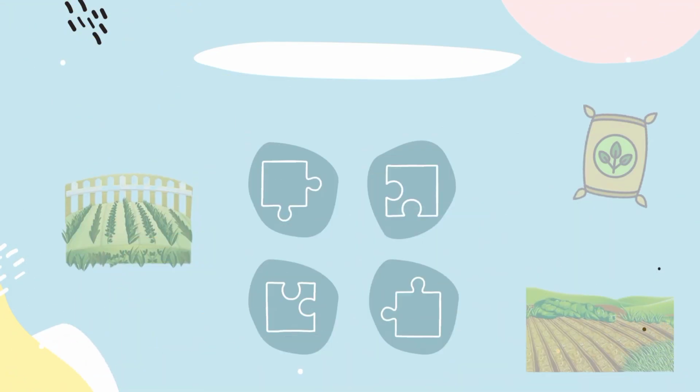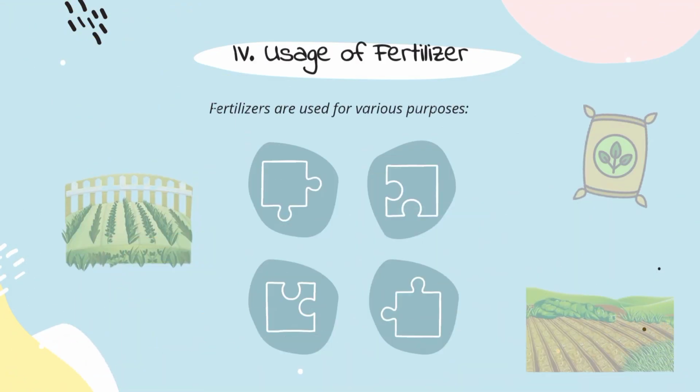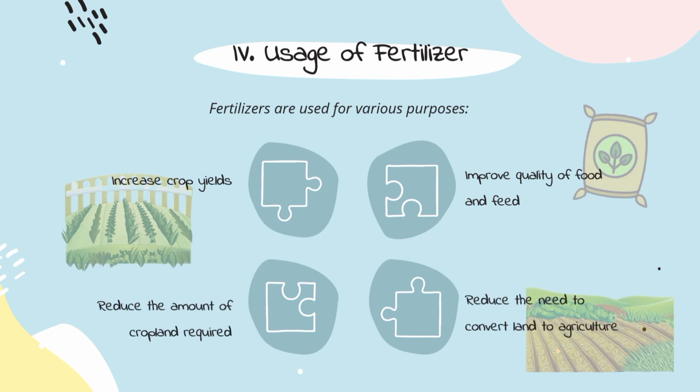For the fourth stage, usage of fertilizer, fertilizers are used for various purposes. For instance, to increase crop yields, improve quality of food and feed, reduce the amount of cropland required and reduce the need to convert land to agriculture.